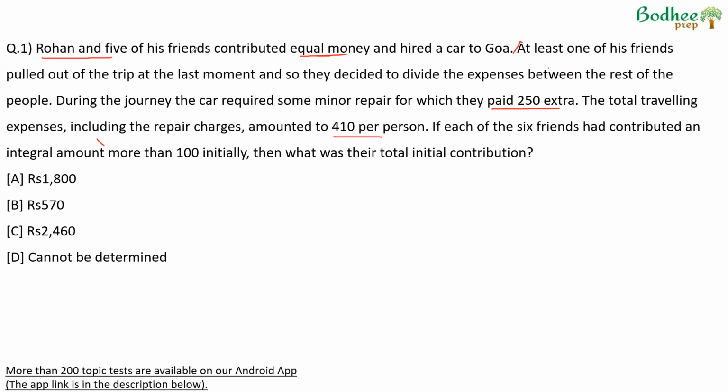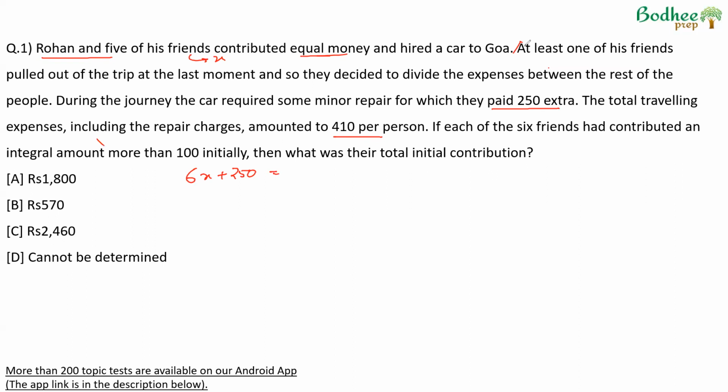Now, if each of the friends was supposed to contribute X rupees, in that case, the total contribution would have been 6x rupees, 6 people contributing rupees X each, plus 250 rupees was spent for the repairs. And therefore, 6x plus 250 becomes the amount that is to be paid by the people who finally went for the trip. The people who went for the trip ended up paying 410 rupees.